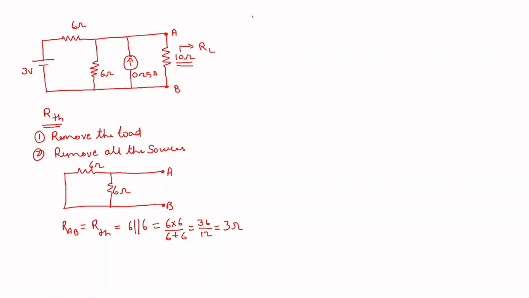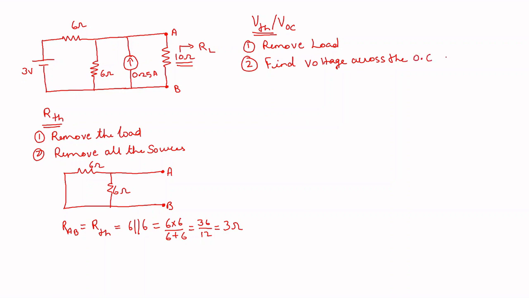The next step is to find the Thevenin's voltage. The other name of Thevenin's voltage is open circuit voltage. The first step to find VTH is to remove the load if it is given. The second step is to find the voltage across the open circuited terminals.